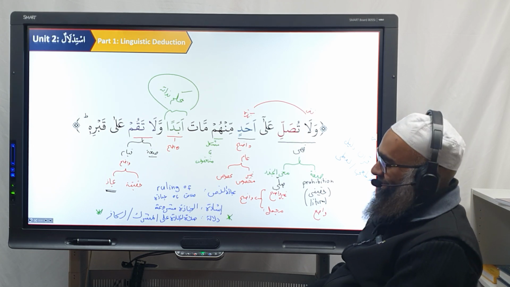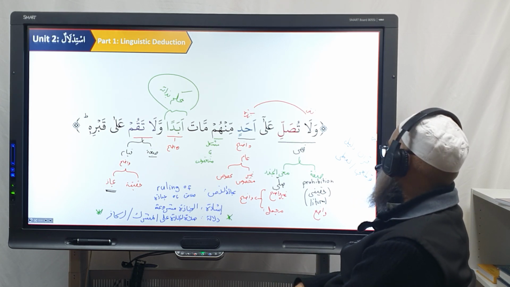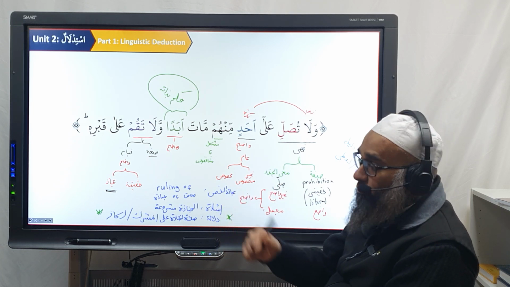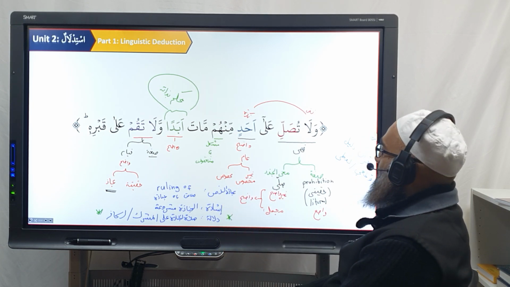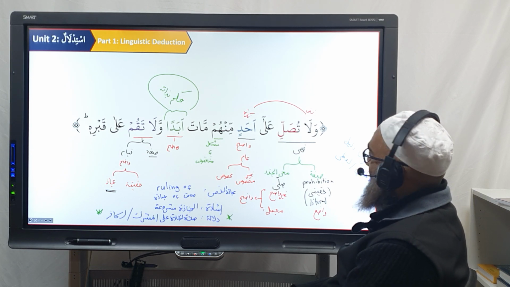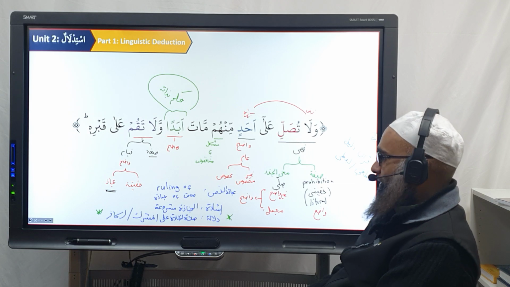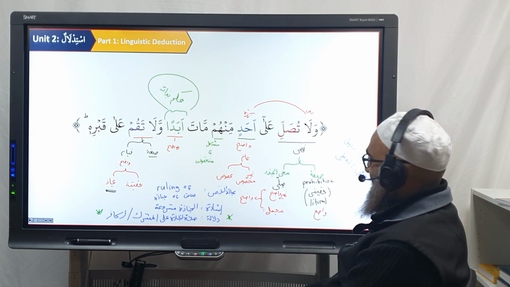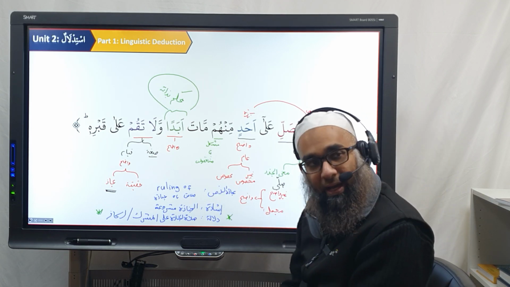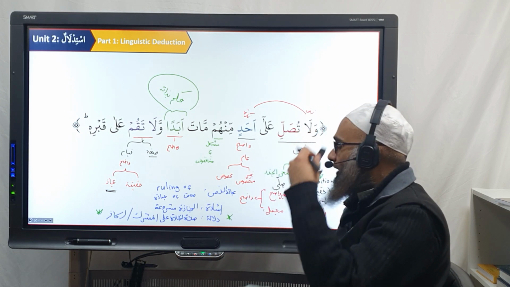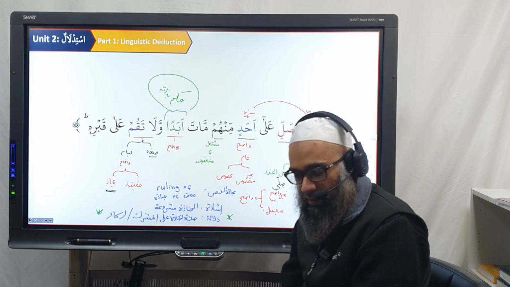Understood? You see how deep this is, one text, and how many things we have to analyze. We haven't even analyzed everything. These are the rules that we have used so far. Do you understand? Is that clear to everybody? So this is a good example. We'll do another one inshallah tomorrow. Let's get ideas to recap the information in your mind, inshallah.